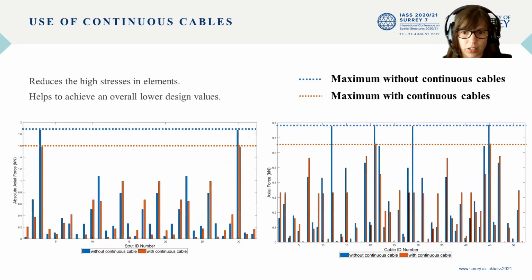As you can see here, this is the comparison of the struts on the left-hand side and the cables on the right-hand side. The effect of having no continuous cables, so just point to point, is in blue, and continuous cables, those pink lines, are shown in orange. We see an overall decrease in the maximum forces in the elements, a general decrease in the demand in all of these elements. It also averages out over all the elements. So this is an extremely positive find.